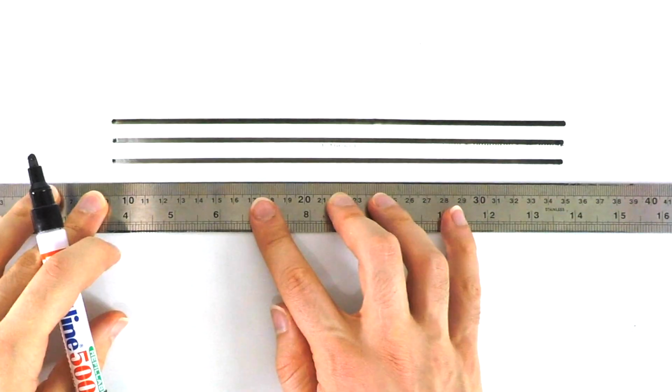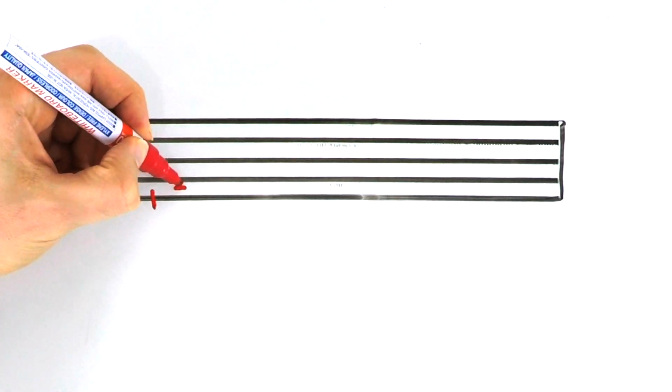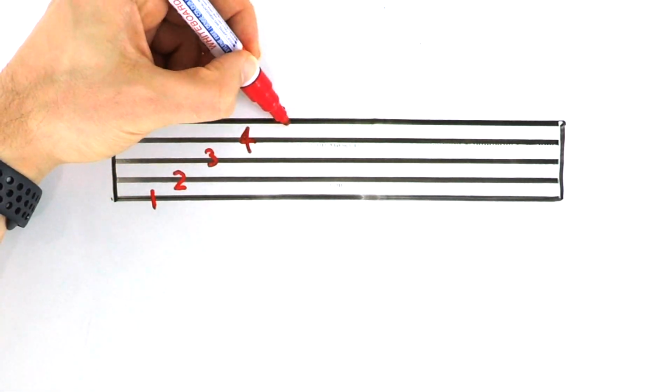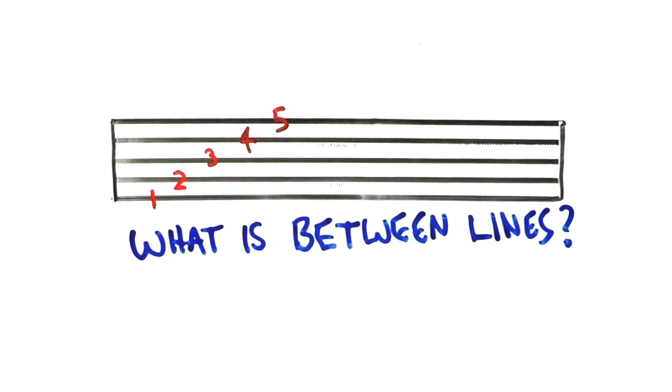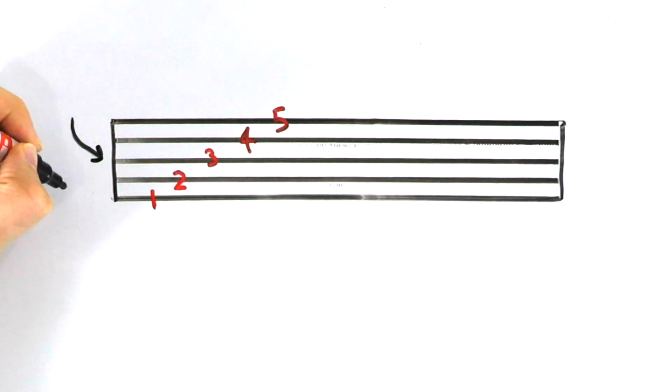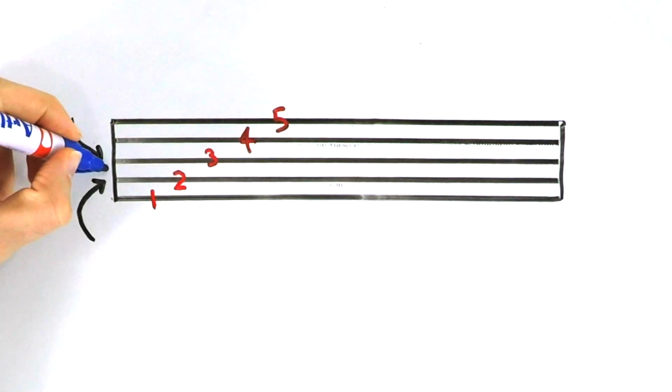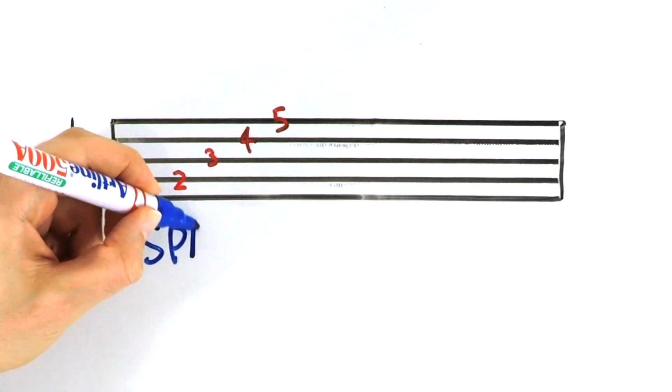So let's look back at our blank staff. If you look closely, you'll see that we have 5 lines, and we can actually number each of these lines. Line 1, line 2, line 3, line 4, and line 5. And what would we call that's between the lines? Well, there's a line here, and then there's a line here, and between the line, there's nothing. So we just call it space.